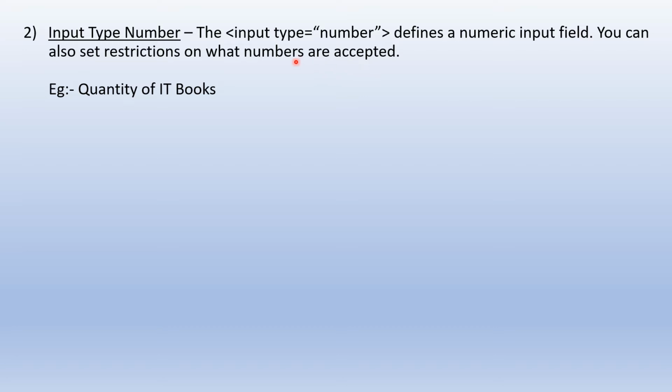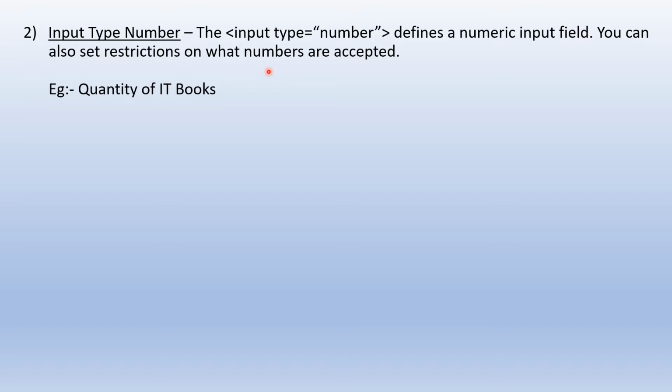This means that if you want to set restrictions, that means which numbers to be entered and which to be not, for that you can set restrictions using min and max attribute. Min, that is minimum value, and maximum value. So it is not compulsory that both should be used together. You can either give min or max, or you can use both of them.